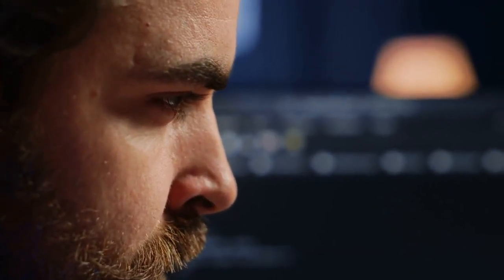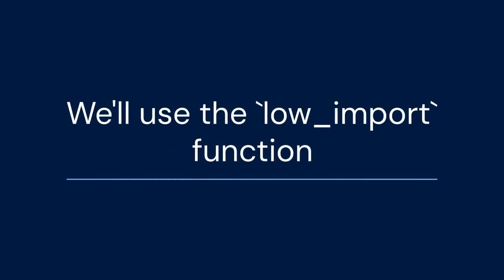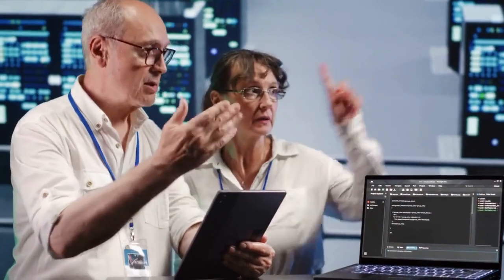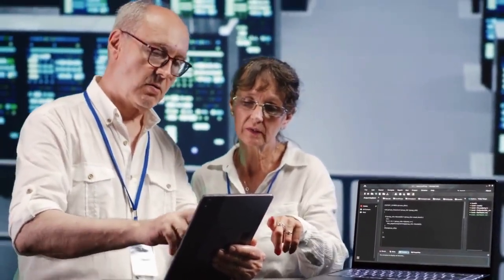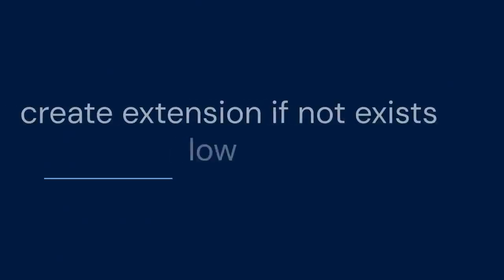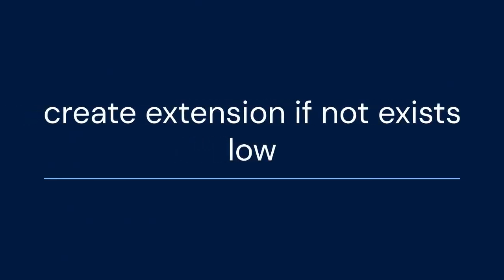Next, we need to insert the image data. This is where things get interesting. We'll use the lo_import function. This function allows us to read a file and convert it into a format suitable for storage. First, ensure you have the lo extension enabled with CREATE EXTENSION IF NOT EXISTS lo.